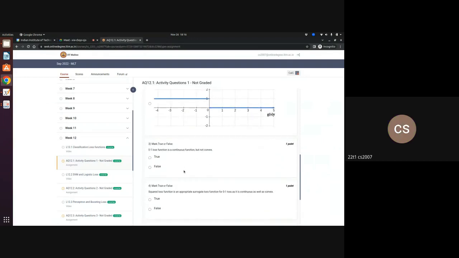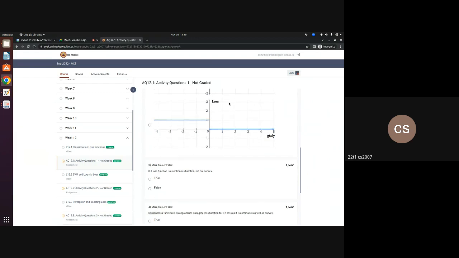All right, so next one: 0-1 loss is a continuous function, but not convex. Is it a continuous function? This is in front of you, as you can see. No. There is a break here, right? So this is not a continuous function. So the correct option will be false.